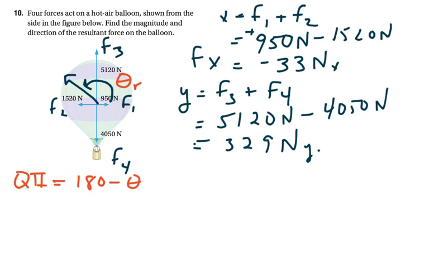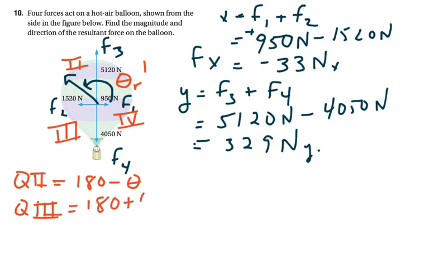If you have it in quadrant 3, remember they go 1, 2, 3, 4. So if it's in quadrant 3, it's going to be whatever angle you calculate plus 180. And then if it's in quadrant 4, you can either say it's negative the angle, or you can subtract it from 360.